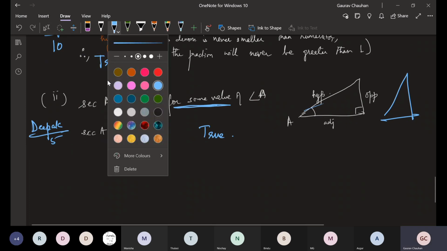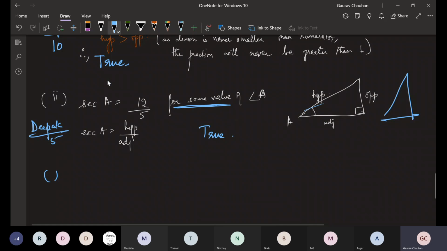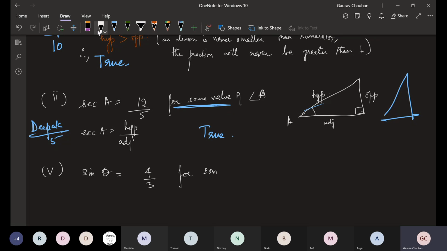Now comes the fifth question. The fifth question is: sine theta is equal to 4/3 for some angle theta. Question is open. First person to raise their hands gets to answer.